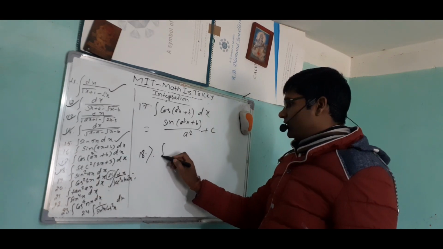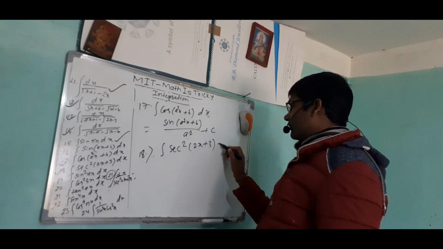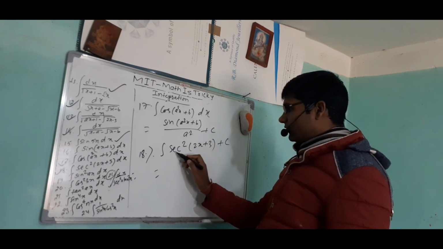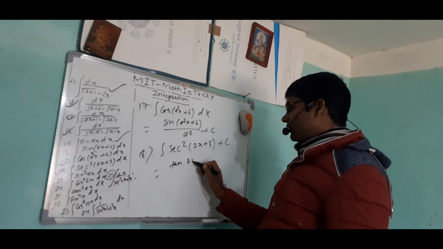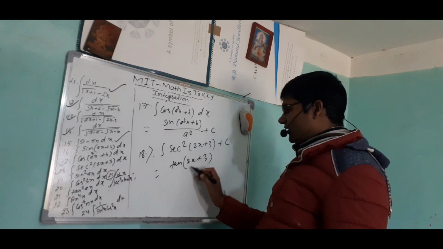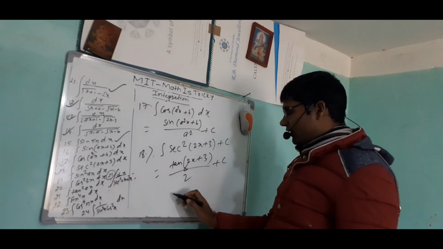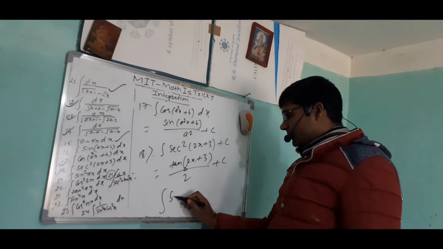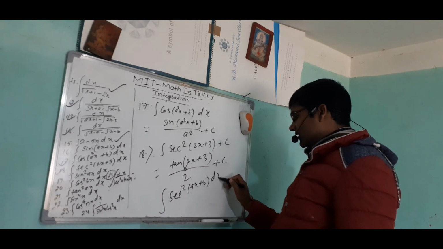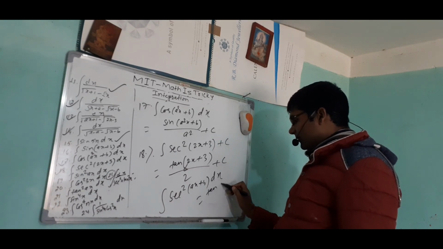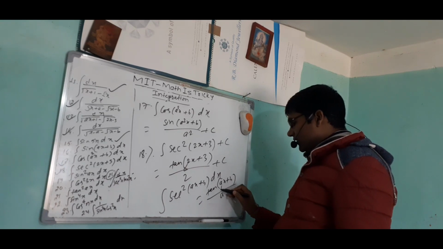Now for question 18, just simply use the formula. See here, question 18 is sec²(2x + 3) + c. For sec² x, we have the formula tan. So tan(2x + 3), and then this 2 will come down and divide. So actually the formula is that the integration of sec²(ax + b) dx is tan(ax + b) divided by the coefficient of x.